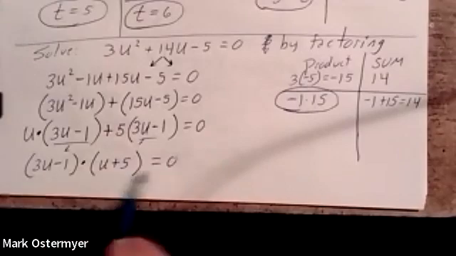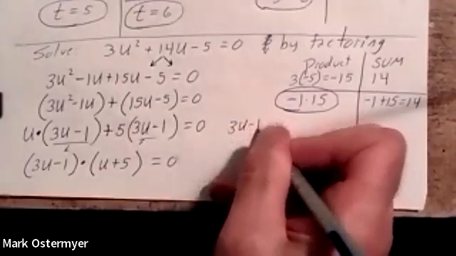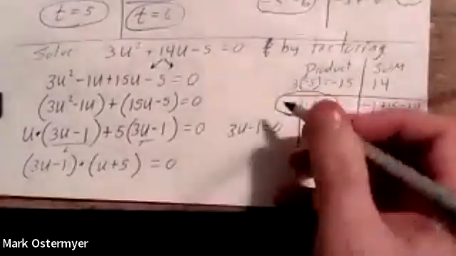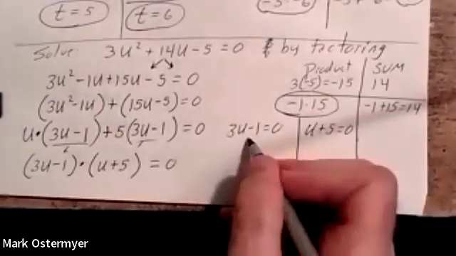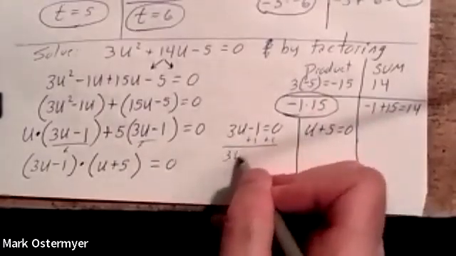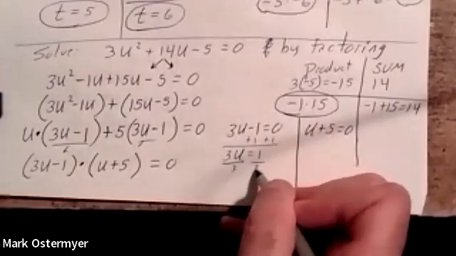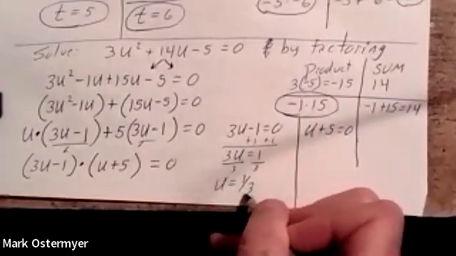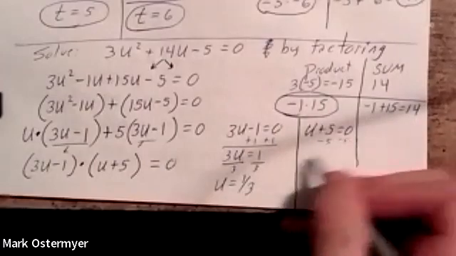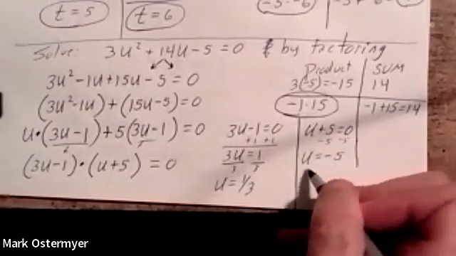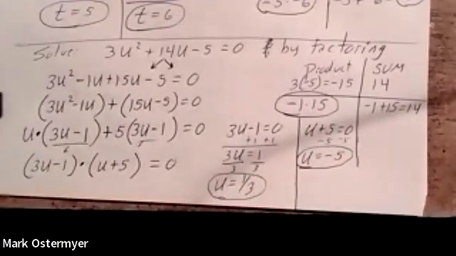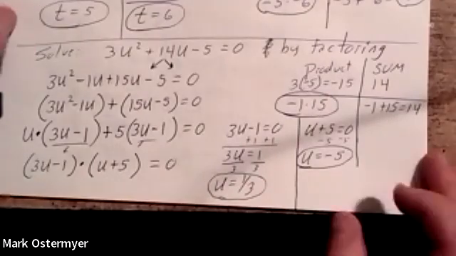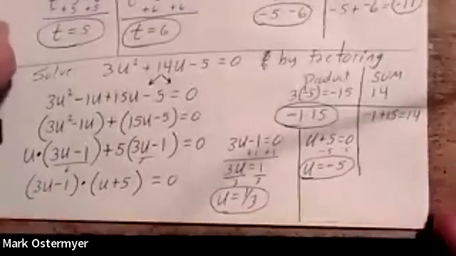We now set both factors equal to 0 and then solve our equations. Set 3u minus 1 equal to 0, set u plus 5 equal to 0. Solving this equation for u, we add 1 to both sides, divide both sides by 3. Ladies and gentlemen, we get one solution as being 1/3. Subtracting 5 from both sides, we get u is equal to negative 5. Ladies and gentlemen, we have our two solutions to that equation. They are 1/3 and negative 5. Any questions on how we're solving equations by using the factoring method, ladies and gentlemen?